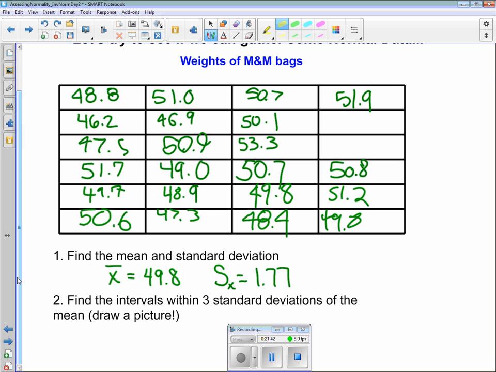All right, fair enough. So before we answer question 2 and do anything of that nature, is the information printed on the bag the mean?